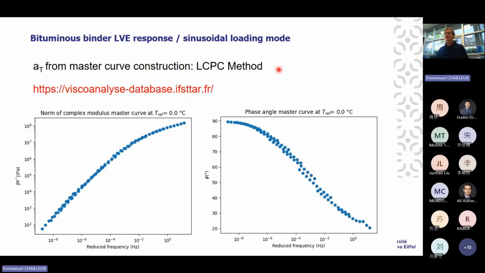If you want, this master curve construction is implemented in a software available on the internet, called Viscoanalyse, and the address is database start.fr. You can use it to calculate master curves using this method.